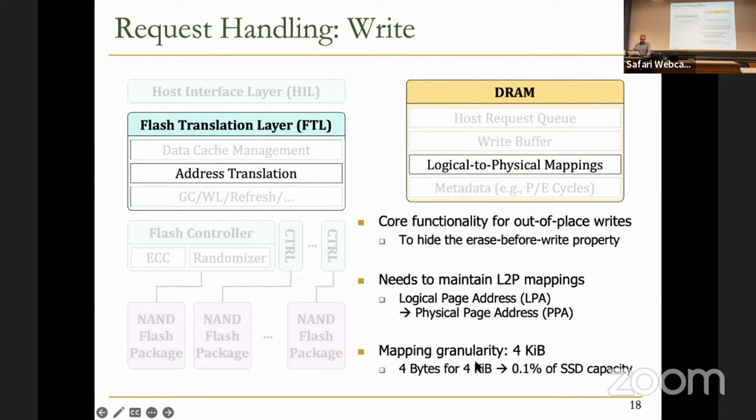Mapping granularity is usually 4 kilobytes, which means we need to keep about 4 bytes for each 4 kilobyte page. And that's how we get to this 0.1% of the SSD capacity. That's why the DRAM capacity that we have in enterprise SSDs is usually around 0.1% of SSD capacity. Like if SSD capacity is 1 terabyte, your DRAM is around 1 gigabyte, for example.